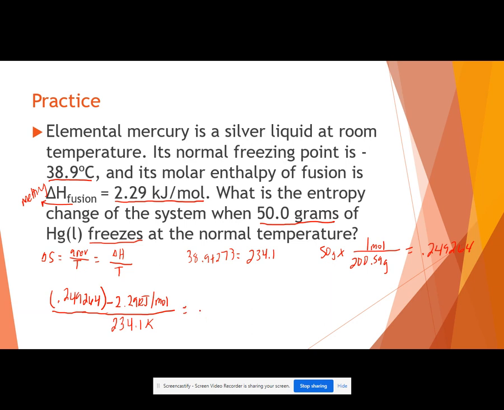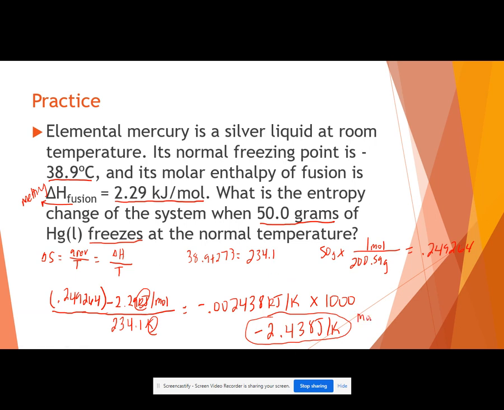Here you're going to get the value of negative 0.002438. My units here, I've canceled moles, are going to be kilojoules per Kelvin. Remember, delta S is written as joules per Kelvin. So in order to do that, I have to times this by 1,000 to get the final answer of negative 2.438 joules per Kelvin. Before we move on, I just want to look at this number. One thing I want you to notice is that it's a negative number. So negative tells me that when this happens, my system is becoming more orderly.